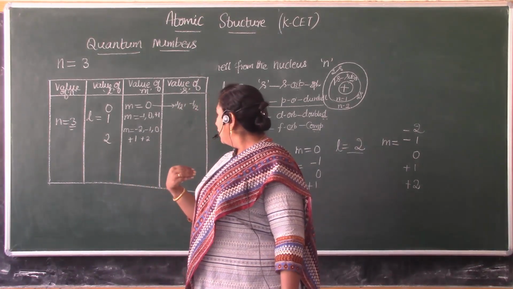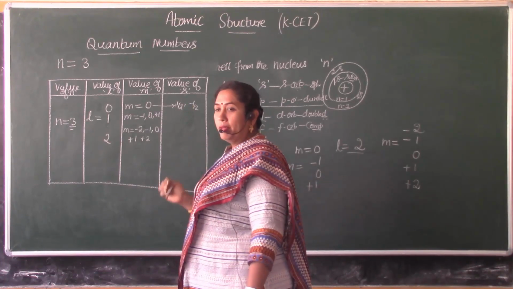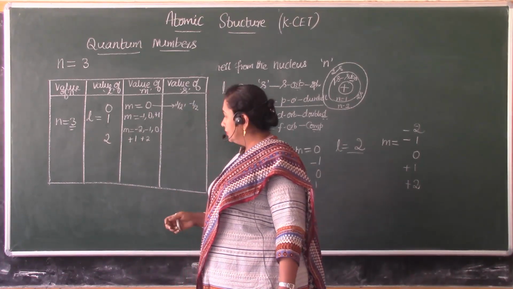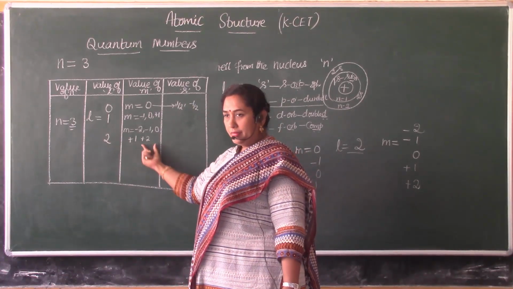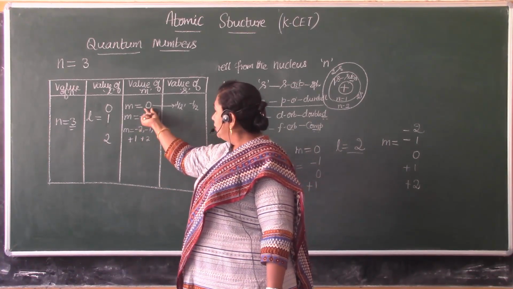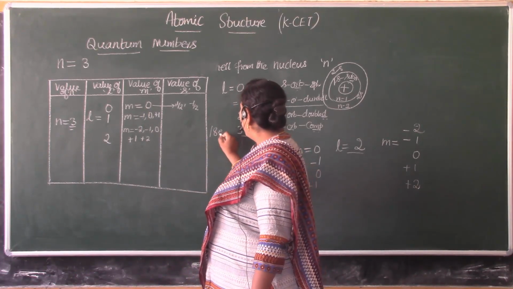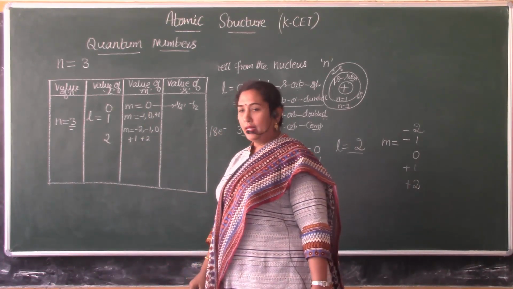If you add all of those electrons, children, now tell me how many electrons you will be getting in the end. 10 from here, 6 from here, 16, then 2 from here. So totally 18 electrons. The grand total number of electrons will be 18.